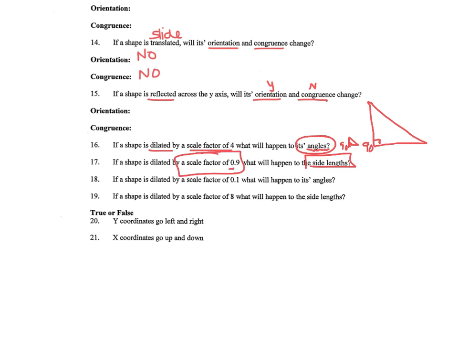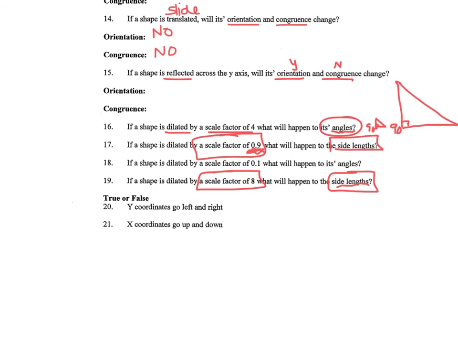It either gets smaller if it's less than 1. I'm sorry. If the scale factor is less than 1, it gets smaller. If the scale factor is larger than 1, it gets bigger. The side lengths. And then true or false.